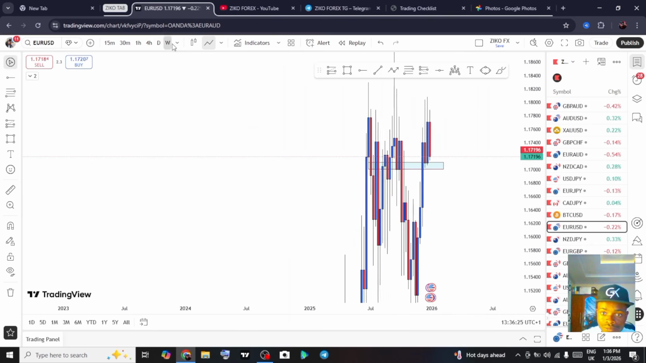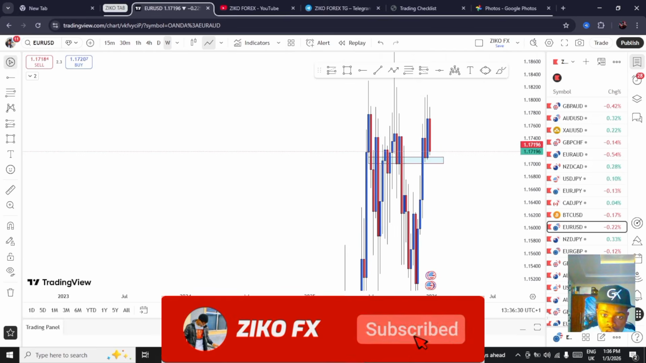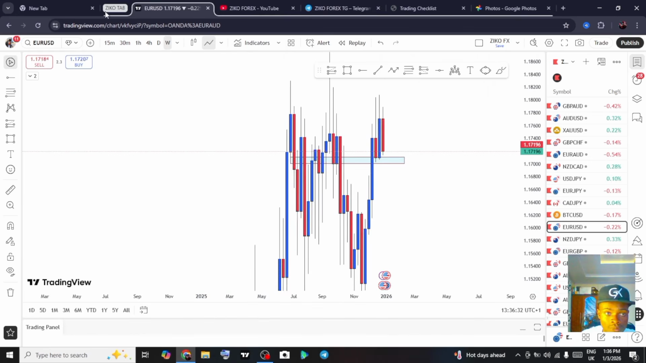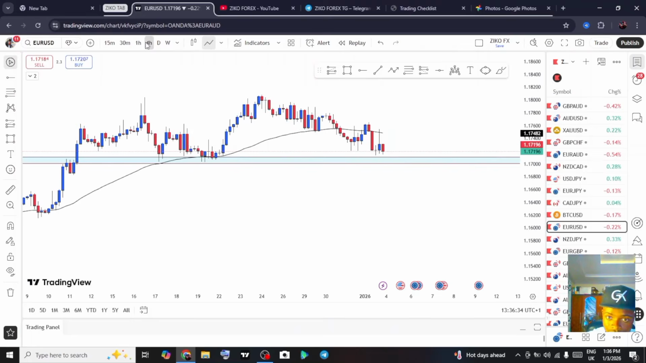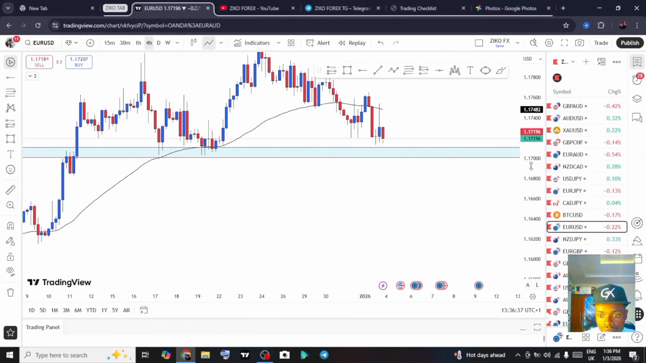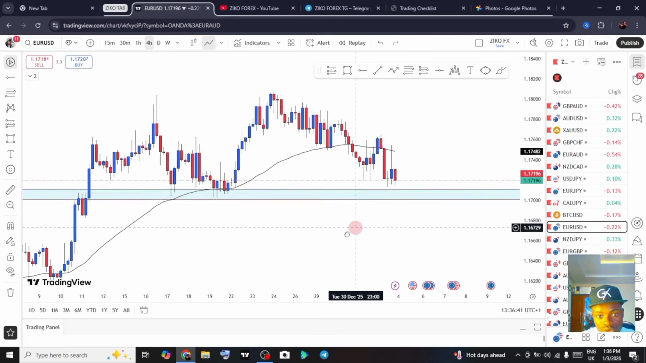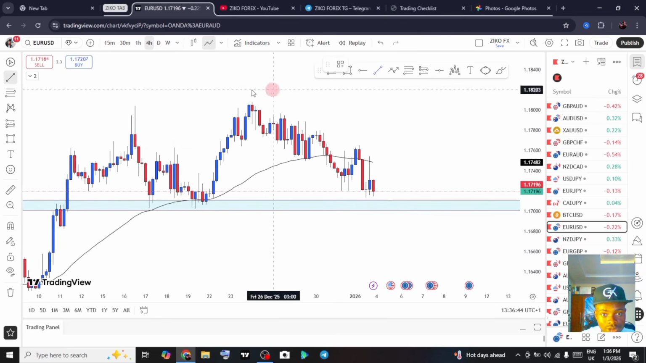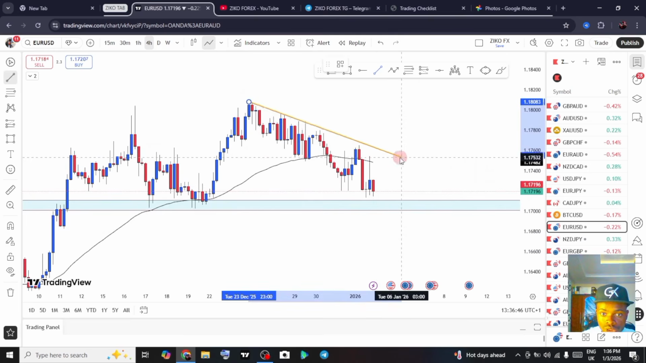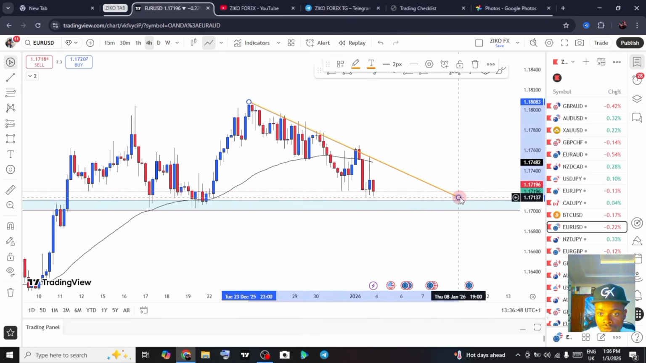Weekly time frame, it's also, well, technically still bullish, right? And then the 4 hour time frame is still bearish, right? So this 4 hour time frame is still bearish. It only makes sense to buy on this day, so anywhere around here, that is 8th January. So 8th January, then we'll have some form of break around this area.